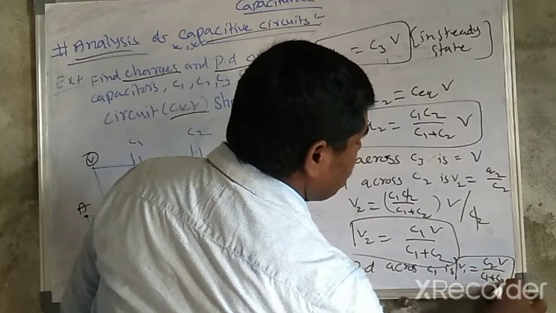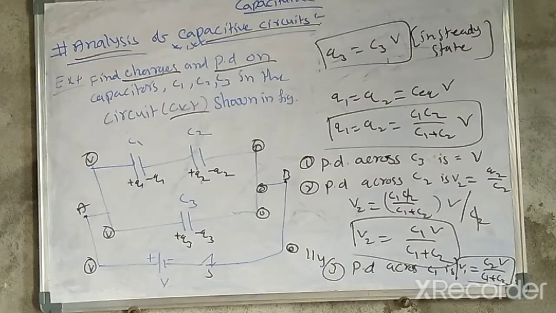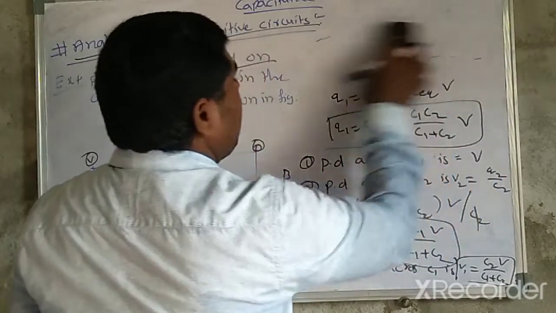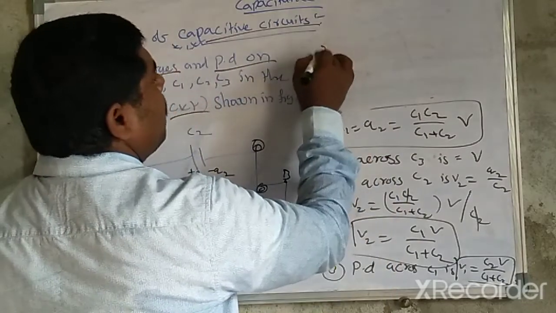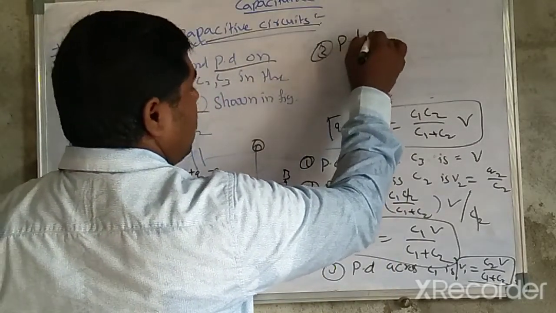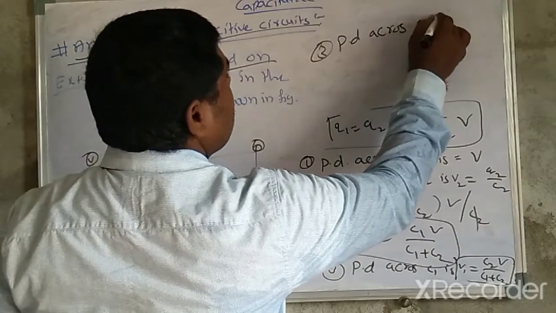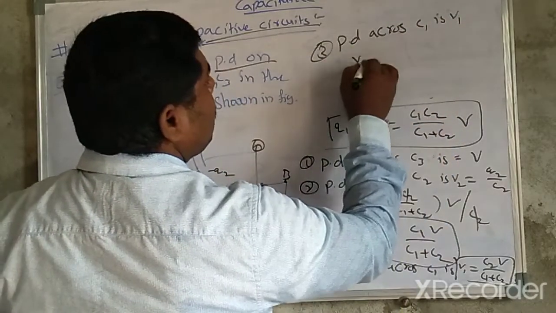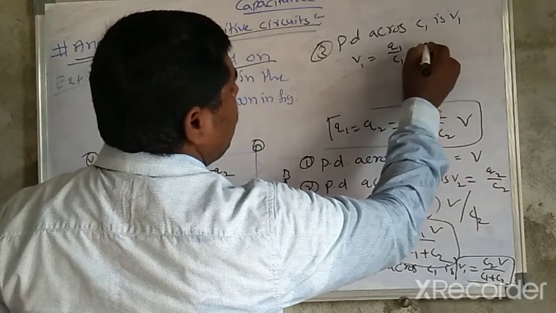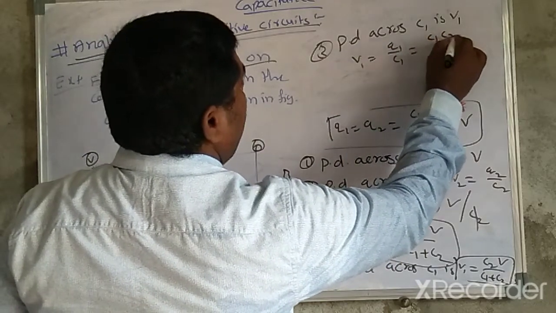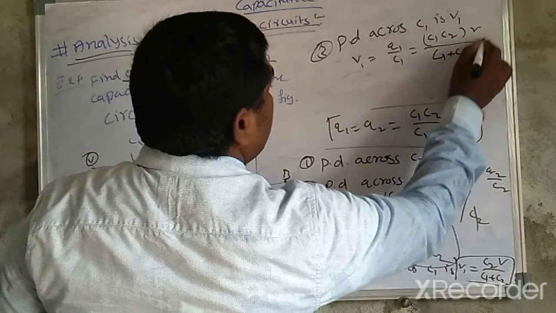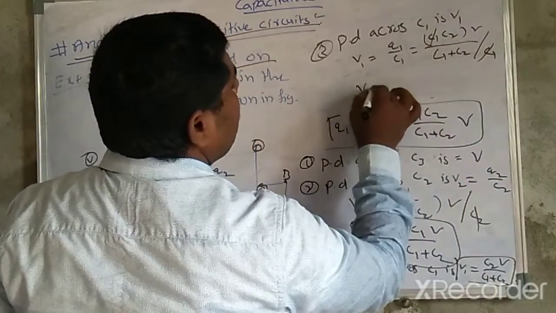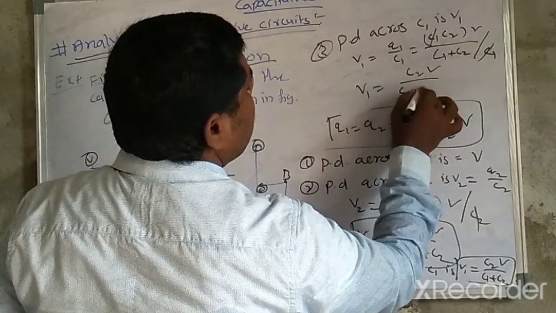Similarly, the potential difference across C1 is V1, equal to C2 V divided by C1 plus C2. So V1 is equal to Q1 by C1, where Q1 is nothing but C1 C2 divided by C1 plus C2, whole divided by C1. C1 gets cancelled. V1 is equal to C2 V divided by C1 plus C2.